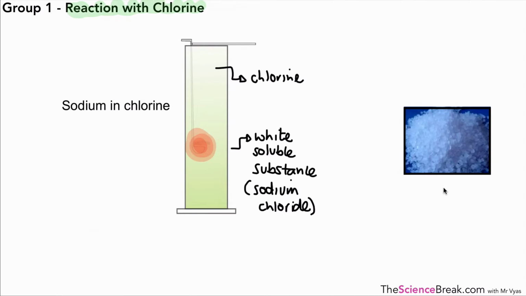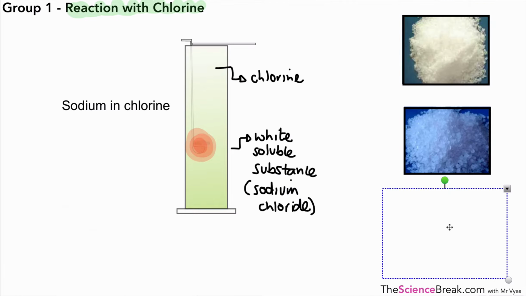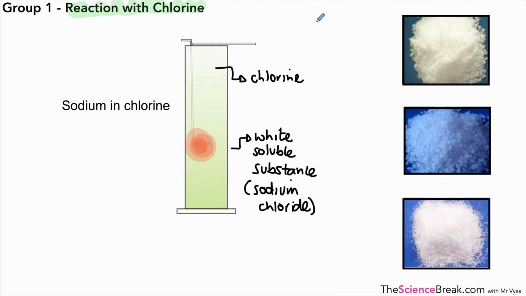Okay, and sodium chloride, as you know, is common table salt. Looks a bit like this, you've all seen that before, but the other two chlorides for lithium and potassium look very similar. They're crystalline, they're white, and they look very similar to the sodium chloride. Okay, so at the top there we've got lithium chloride, we've got the sodium chloride in the middle, and at the bottom there is our potassium chloride.